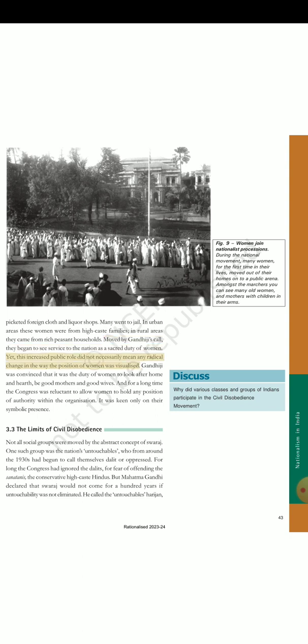Yet, this increased public role did not necessarily mean any radical change in the way the position of women was visualized. Gandhiji was convinced that it was the duty of women to look after home and hearth, be good mothers and good wives. And for a long time the Congress was reluctant to allow women to hold any position of authority within the organization. It was keen only on their symbolic presence.